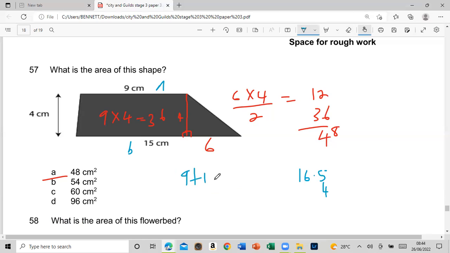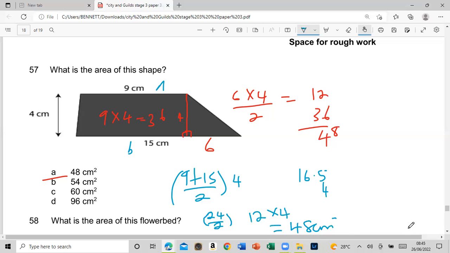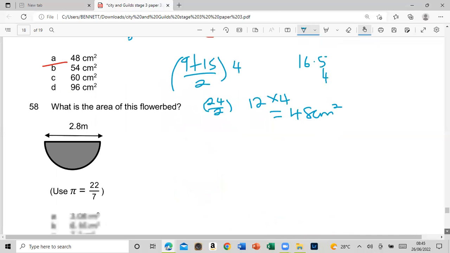What's the answer, guys? I multiply, I have to add first. That's 24. So that's 24 divided by 2 times 4, is still 48. Alright, so let's move on to 58.